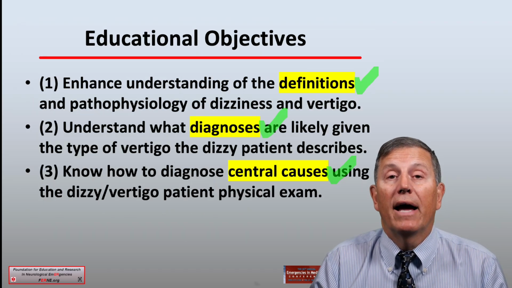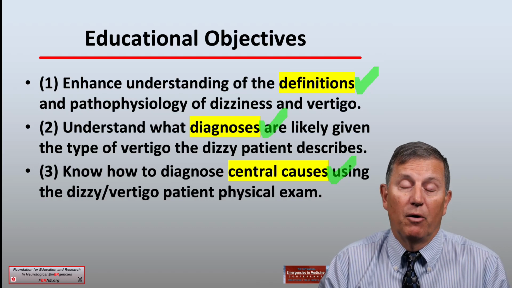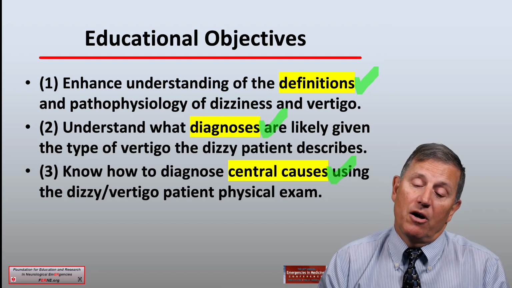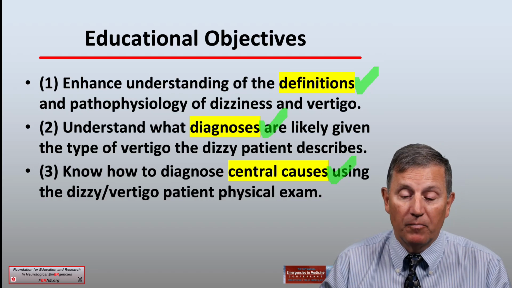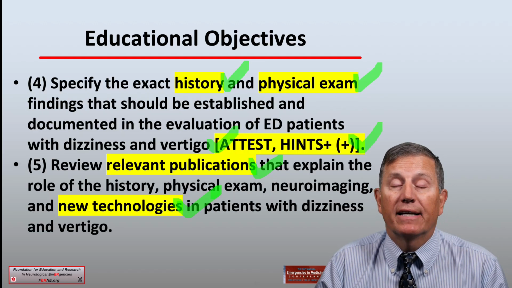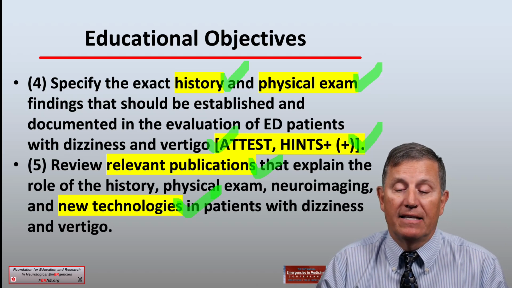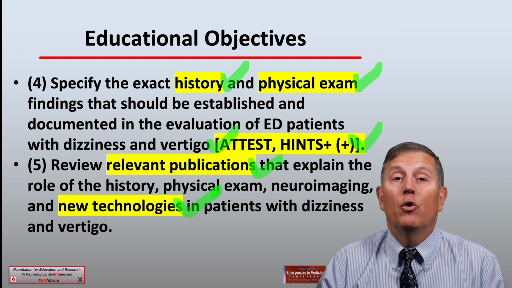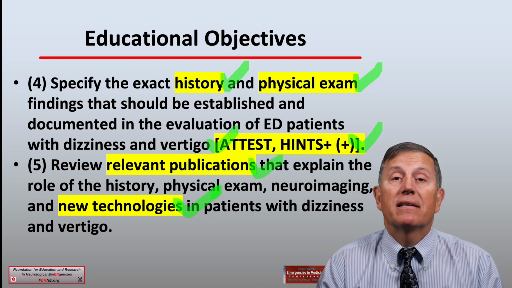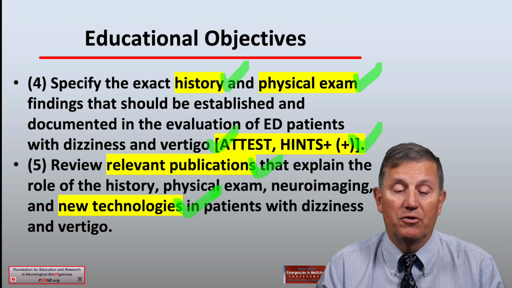So let's go back to our educational objectives. What do we know? We did go through our definitions, both from the dictionary and from our consensus group. We know what diagnoses are related to the three types of vertigo. We know how to diagnose central causes. We know how to conduct our history and physical. We know about the ATTEST system and the HINTS Plus exam. We've reviewed a few relevant publications, and we're aware of new technologies that may assist us in detecting central etiologies for dizziness and vertigo in the future.